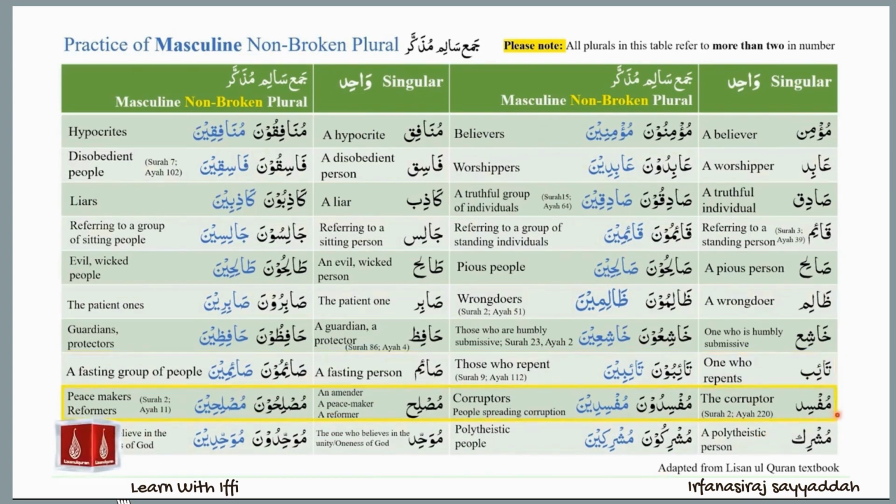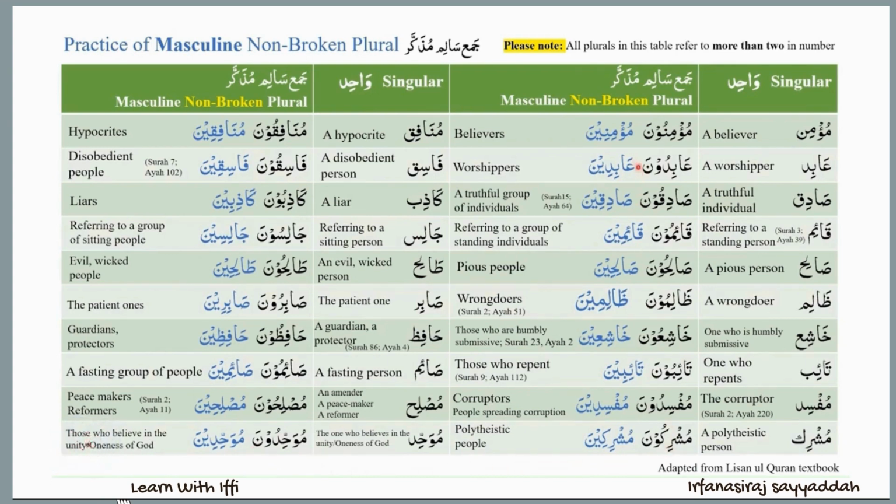Mufsid is the corrupter, and for corrupters we have mufsiduna, mufsidina. Muslih is a reformer or an amender, and the plural are muslihuna, muslihina. Mushrik is a polytheistic person, and for polytheistic people we use the words mushrikuna, mushrikina. Muwahhid is the one who believes in the oneness or unity of God, and the plural are muwahhiduna, muwahhidina.